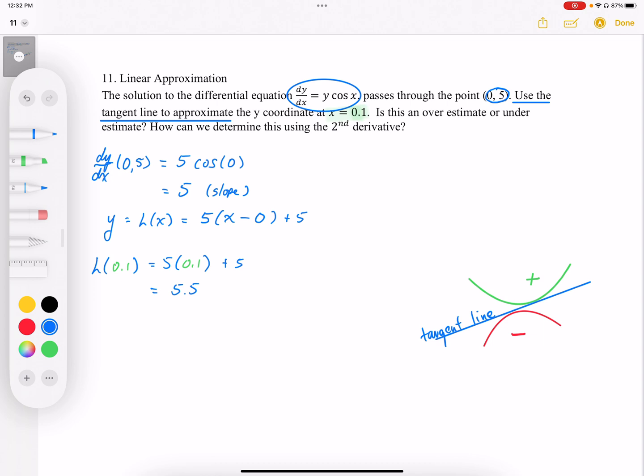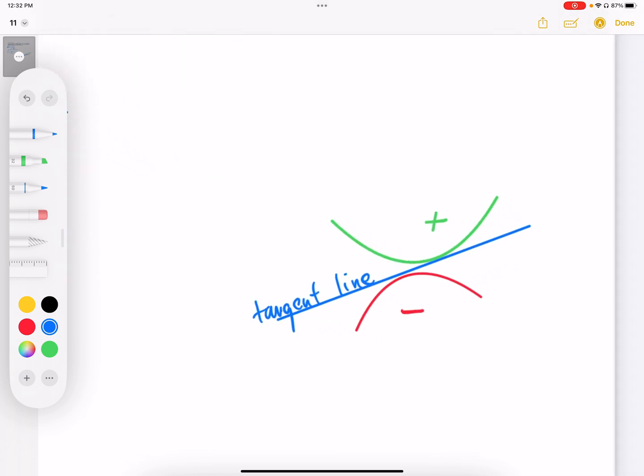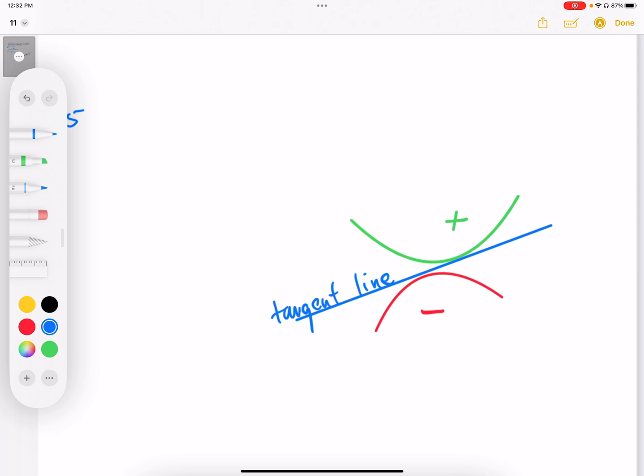The second part of this asks, is this an overestimate or underestimate, and how can we determine this using the second derivative? Well, if my second derivative is negative, I have a concave down situation. And what that means is my tangent line is above the curve, which means it must be an overestimate. If my concavity is positive, or my second derivative is positive, my tangent line is now below the curve, so that's going to be an underestimate. The point we're estimating is on the tangent line, while the true point is on the curve.